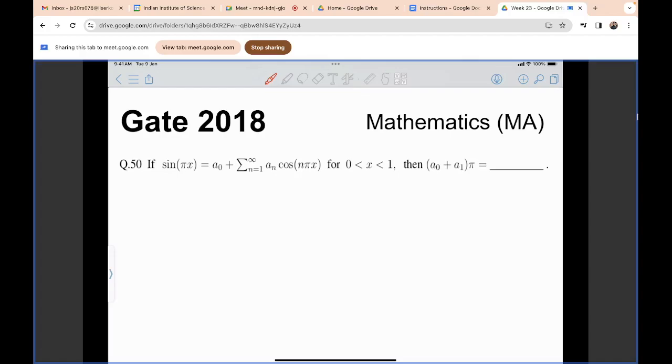Okay, so today we'll solve a Gate 2018 question. This is a question from real analysis, question number 50. sin pi x is written in terms of a Fourier cosine series, a naught plus summation n equals 1 to infinity a_n cos n pi x, for x between 0 and 1. Then you have to find a0 plus a1 times pi. What will be the value of this?